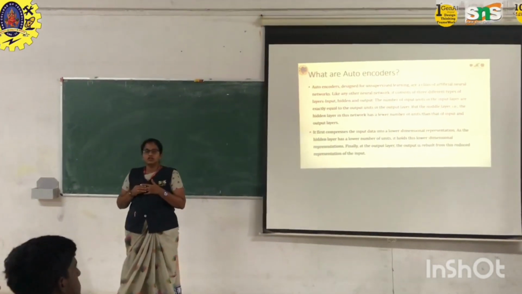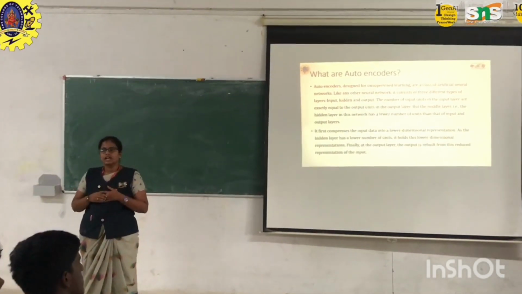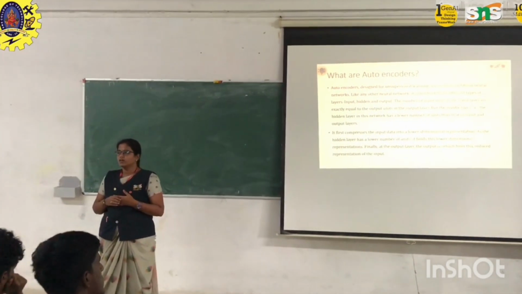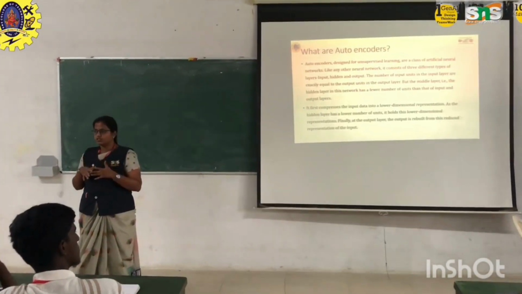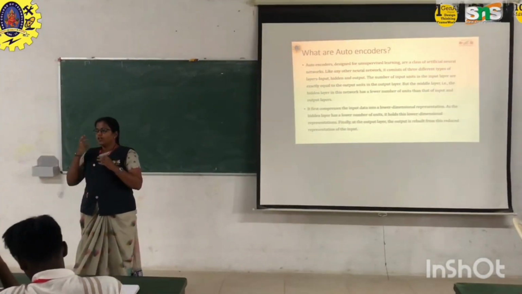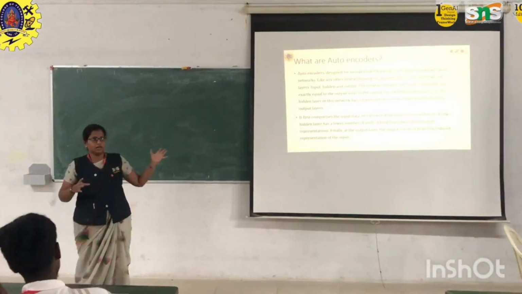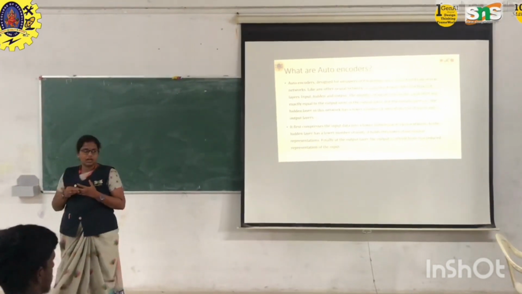Right? What is a neural network? Anyone? Neural network is nothing but similar to our nervous system, which is connected to each other. Okay? Similarly, everything is connected here: the input layer, output layer, and hidden layer, 3 layers. Right?